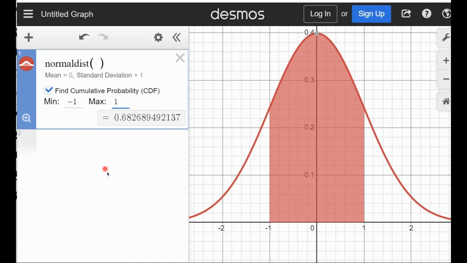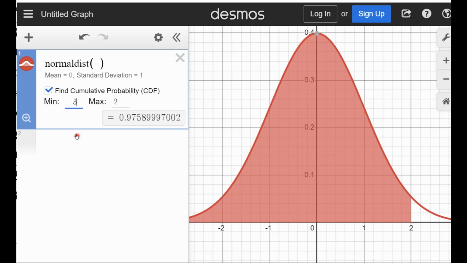If I'm going from -1 to 1, you see that this is the 68%. That is 1 standard deviation. If I'm going from -2 to 2, you see I get the 95% of the data. And if I'm going from -3 to 3, you're going to see that I get 99.7% of the data. Now, this was if it is a standard normal curve.